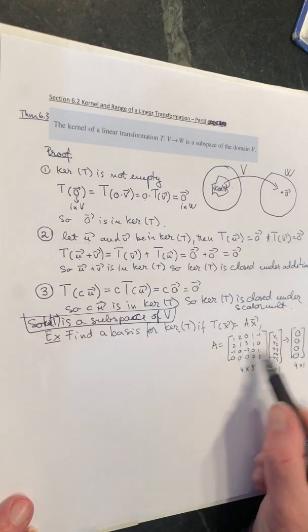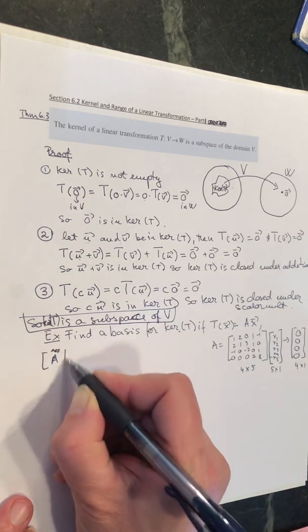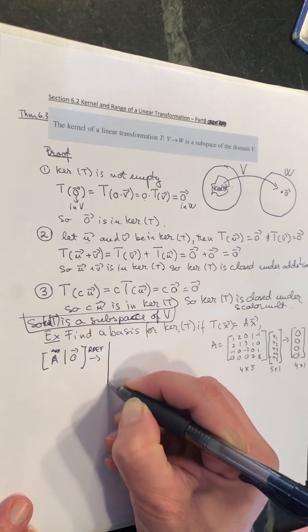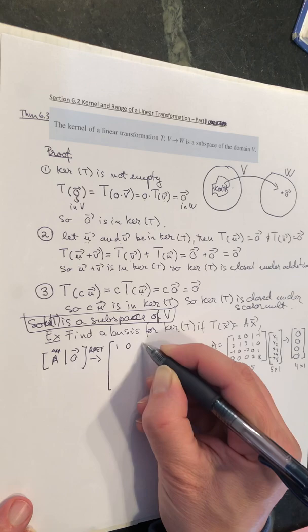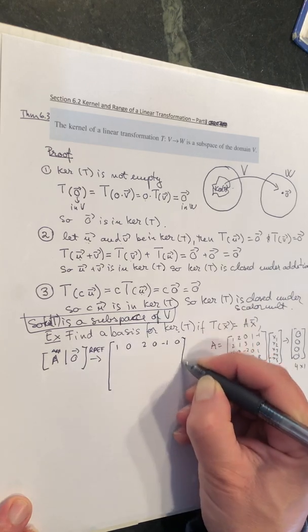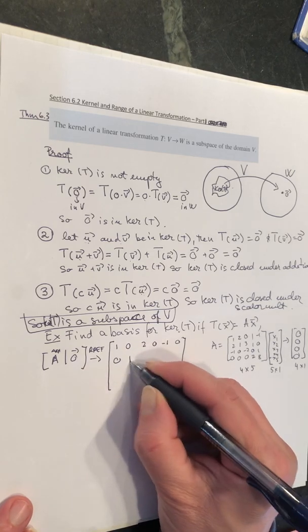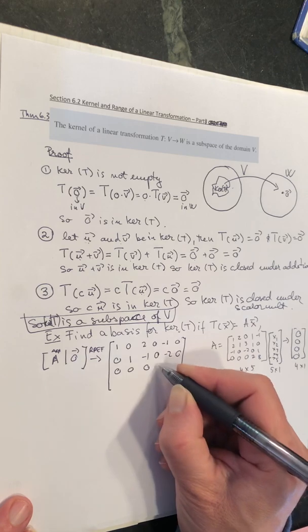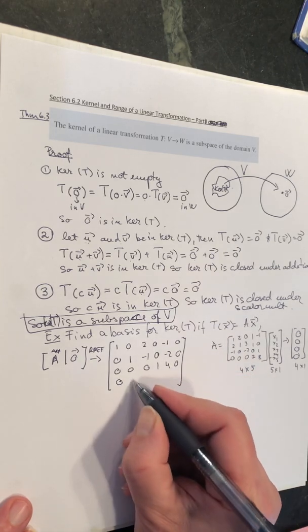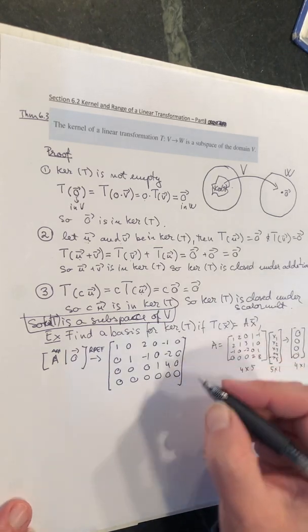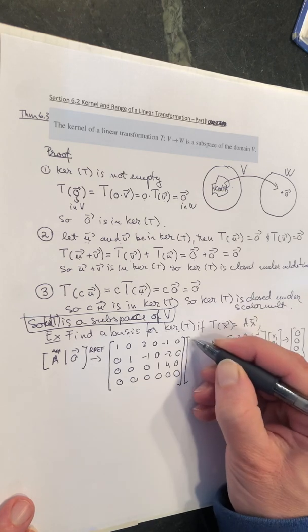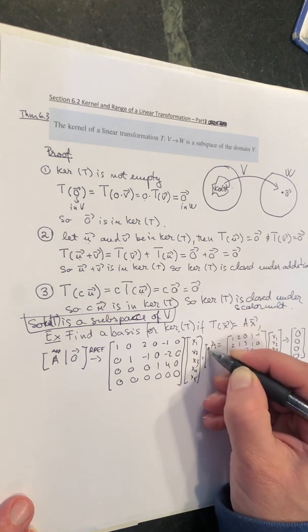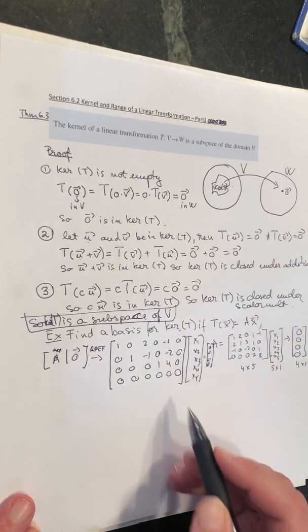So what we're going to do is augment A with the 0 vector, and then put this in reduced row echelon form, and luckily I've done it already, and this is 1, 0, 2, 0, negative 1, 0, and then 0, 1, negative 1, 0, negative 2, 0, 0, 0, 0, 1, 4, 0, and then a row of zeros down here. So that means if I multiply this by x1, x2, x3, x4, x5, I'm going to get 0, 0, 0, 0. And so I'm going to solve this and parameterize it.